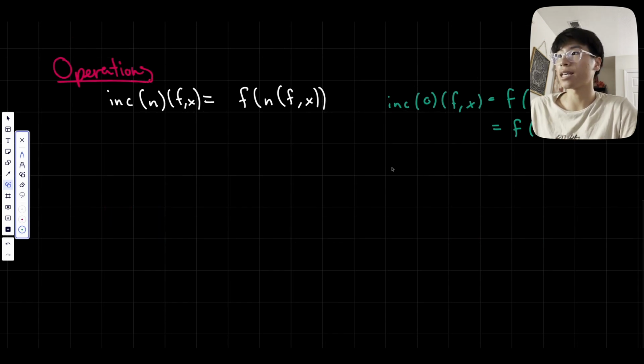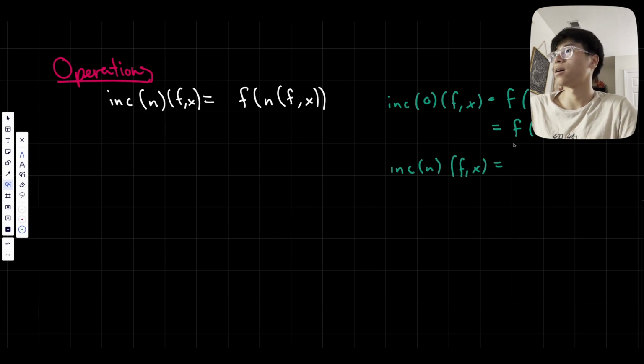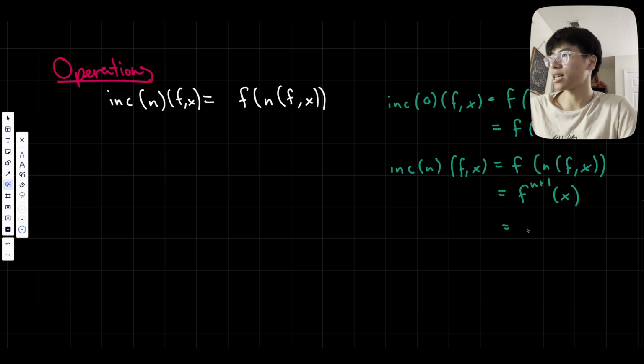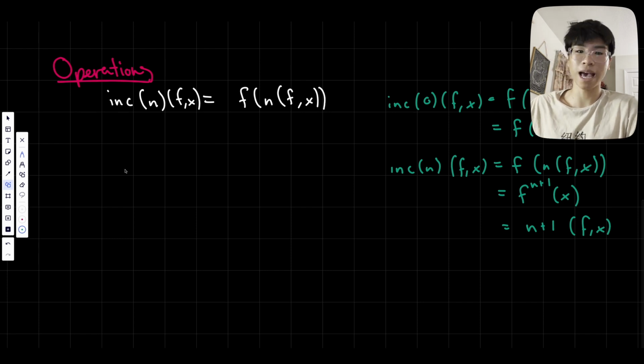Similarly, if we take any number n with parameters f and x, we'll be able to apply an additional f on top of the n, and therefore transform this into f to the n plus 1 applied to x, which is simply n plus 1 applied to f of x. So indeed, we have created an increment function.